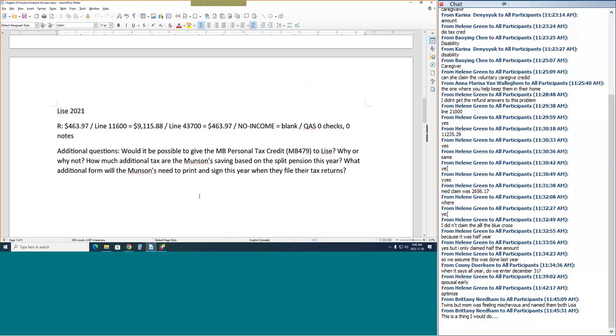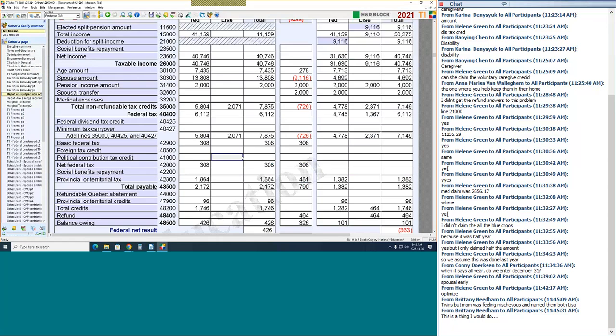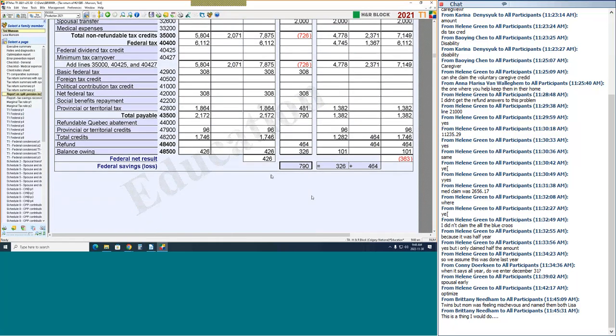I think this is a good refresher of provincial credits right before we get to the end of the course. Good. How much additional tax are they saving based on the split pension? By now you know where to go to find that. So if I go into my split pension summary, we're going to see they're saving $790 tax.